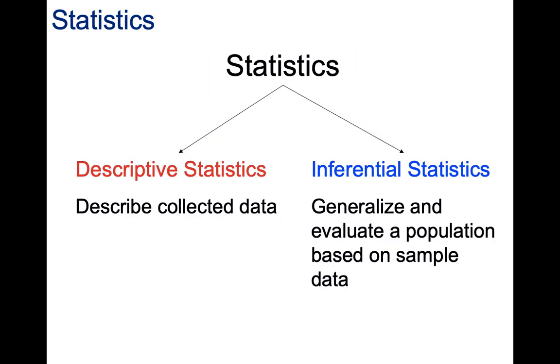There are two different types of statistics. There's what we call descriptive statistics, which describes collected data, and then inferential statistics, which generalize and evaluate a population based on sample data. In other words, with inferential statistics, if I examine a subset of the population, say a few thousand people, then I might be able to generalize based off of what I find with those few thousand people. I might be able to make generalization statements about the entire population, and so that's what we call inferential statistics. This is different than descriptive statistics, which might be very specific to a given population and only describes that population.